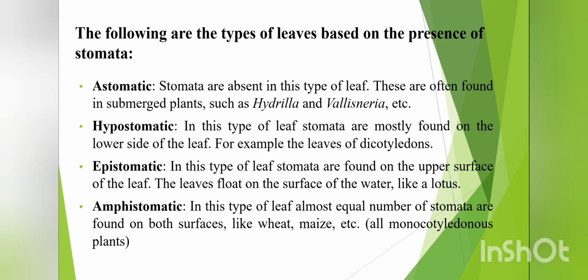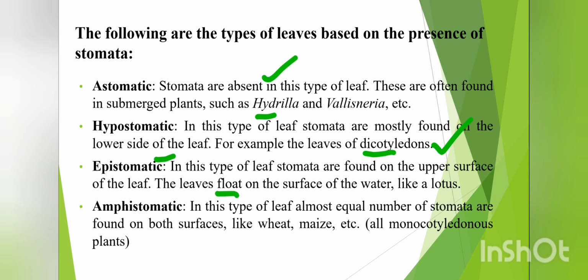In some leaves the stomata is absent, called astomatic, like some submerged plants like Hydrilla and Vallisneria. The stomata is totally absent and that leaf is called astomatic. Then hypostomatic, where the stomata is found on the lower side of the leaf, generally found in dicot leaves. Epistomatic, when it is mostly found on the upper surface of the leaf.